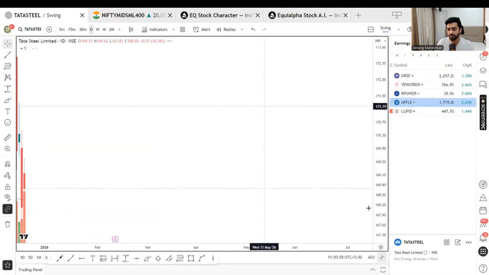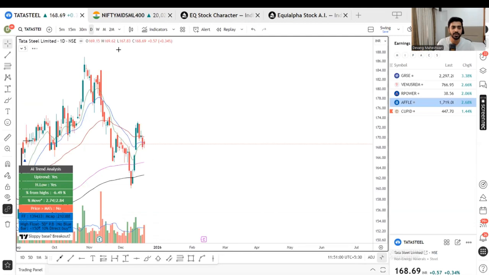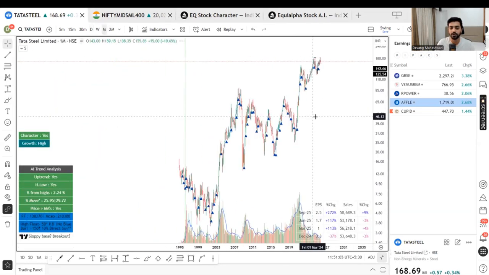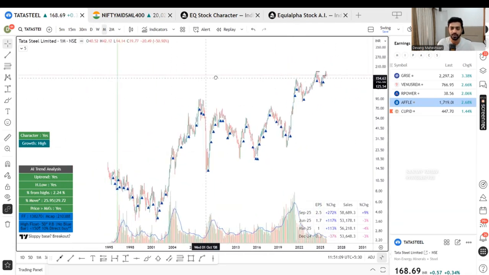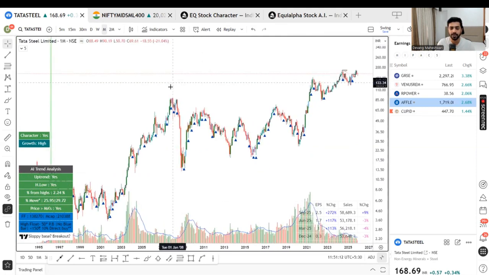That's the issue. Now look at this Tata Steel. It has given tremendous bonus over its life. A hell of a lot of times. This is the monthly chart. A hell of a lot of times it has given bonus. Every few years it gives bonus. Same with Wipro.